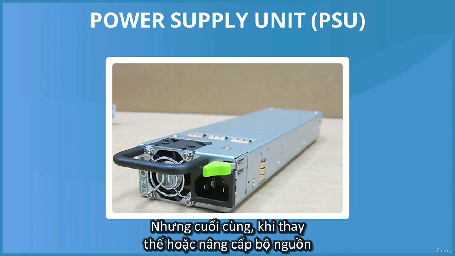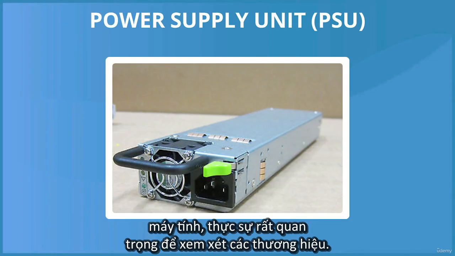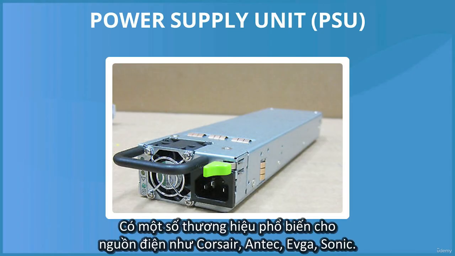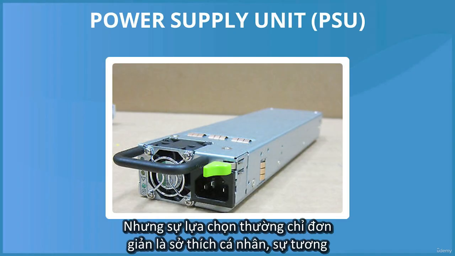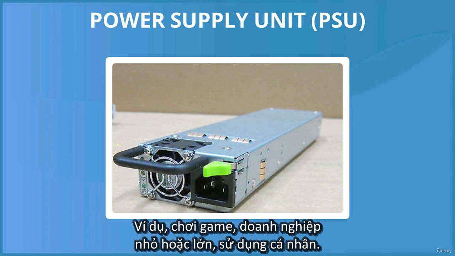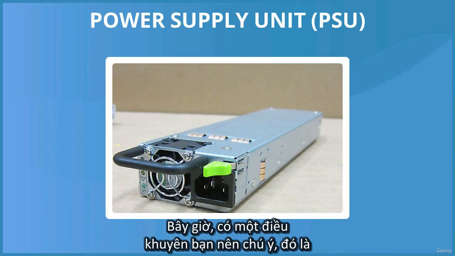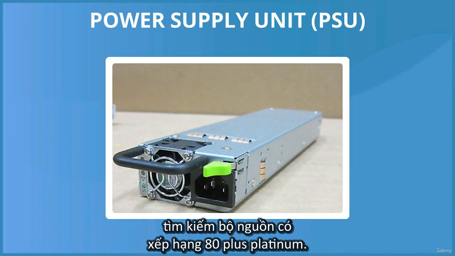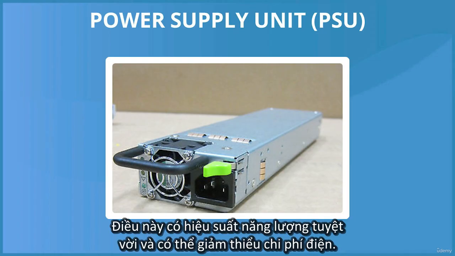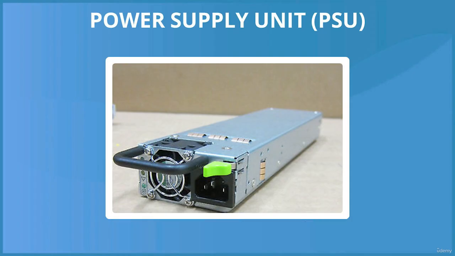But lastly, when replacing or upgrading a PC power supply unit, it really is important to take brands into consideration. There are some popular brands for power supplies, and that would be Corsair, Antec, EVGA, Seasonic. But the choice often just comes down to personal preference, compatibility with your system, and what you are using the power supply for. For example, gaming, small or large business, personal use. Now, just one piece of advice, though, would be to look out for an 80+ platinum rating. This has great energy efficiency and can minimize power costs.